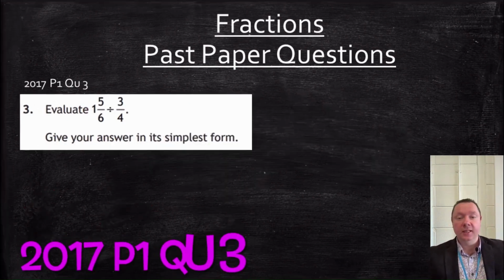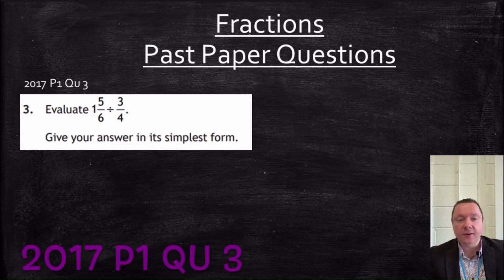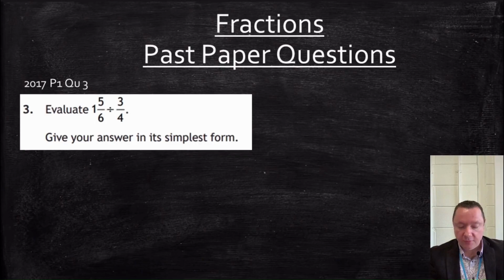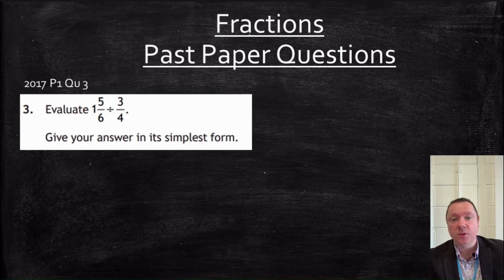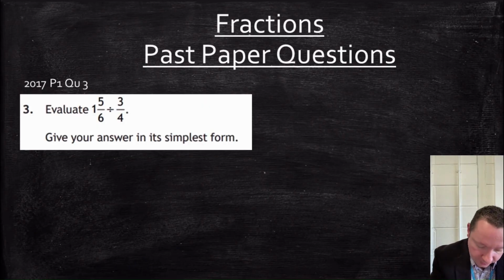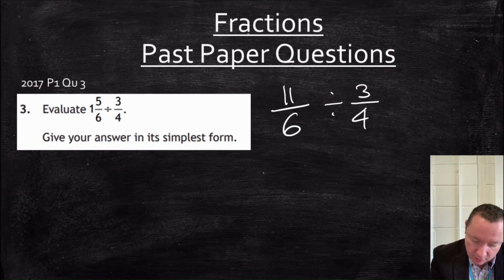Okay, 2017, paper 1, question 3 says, evaluate 1 5/6 divided by 3/4 and give your answer in its simplest form. So we change the mixed numbers into fractions first. So 1 5/6, 1 times 6 is 6, plus 5 is 11. So that becomes 11 over 6 divided by 3/4.